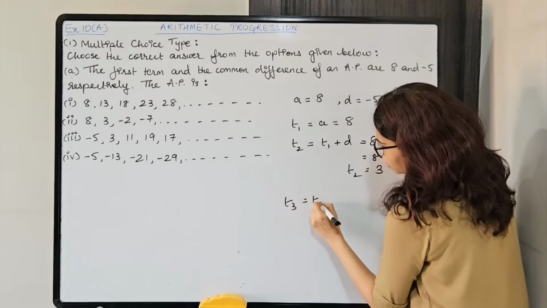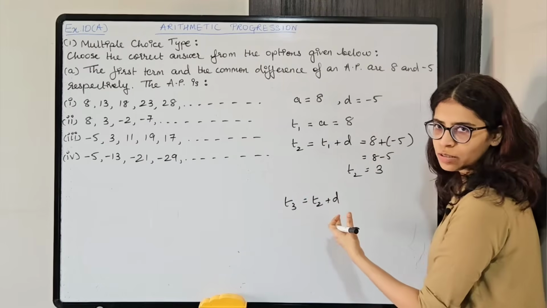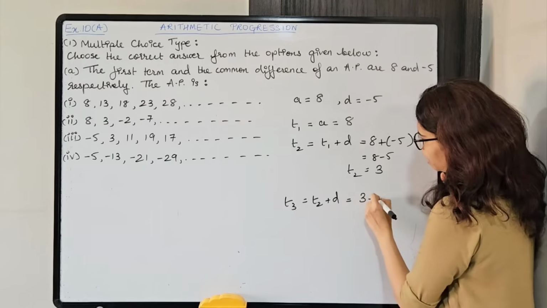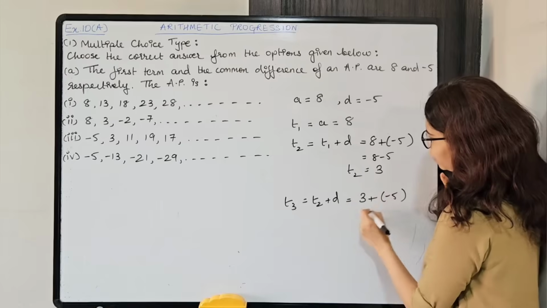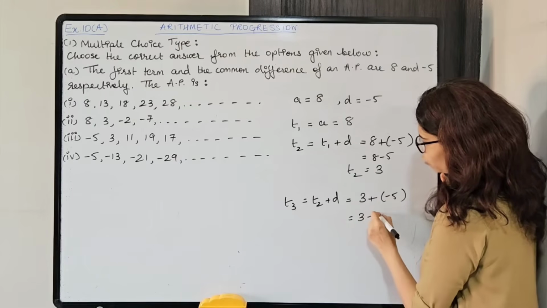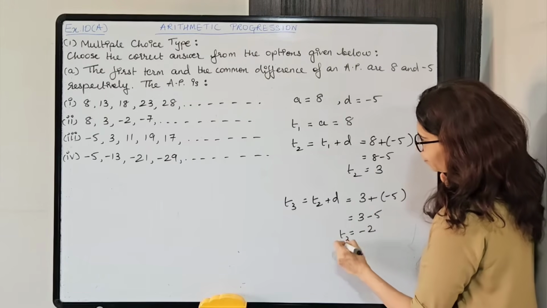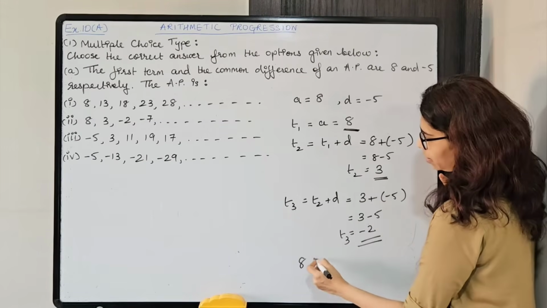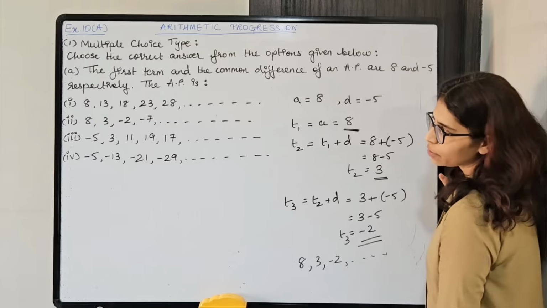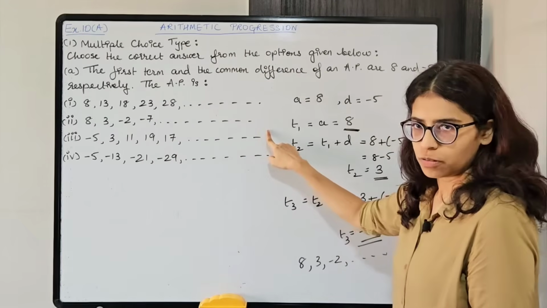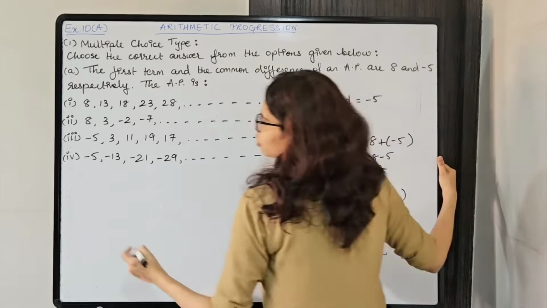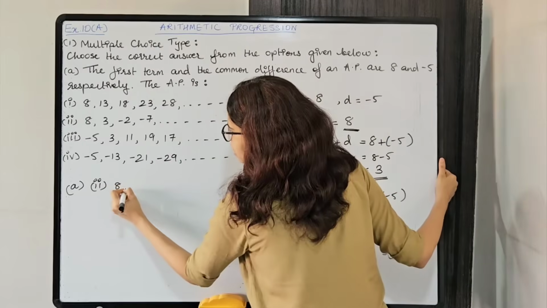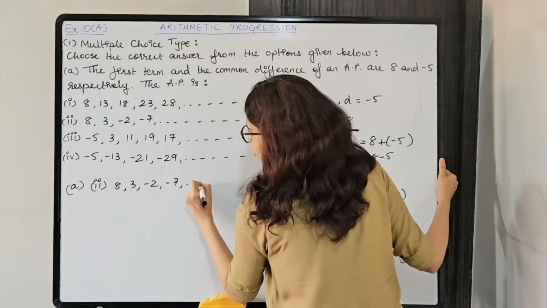T3 is T2 plus D, or you can say A plus 2D. So that will be 3 plus difference is minus 5. So plus minus becomes minus, that is minus 2. So first term is 8, second term is 3 and third term is minus 2. So 8, 3, minus 2 is the AP. So the second option is the correct option. So for A, correct answer is 2, that is 8, 3, minus 2, minus 7 and so on.